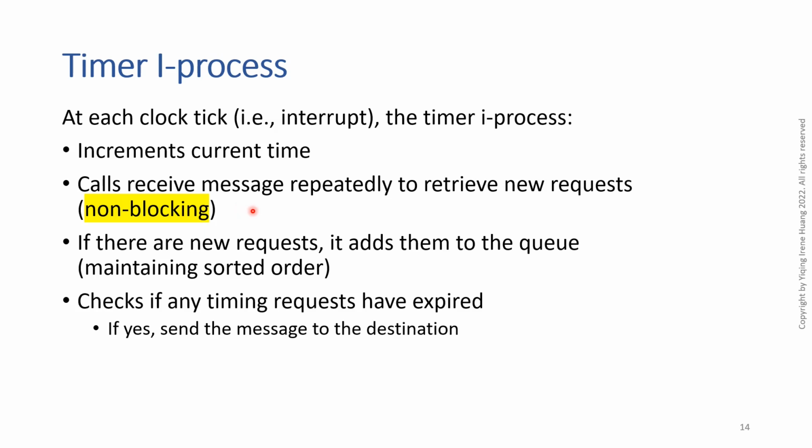And why do we need to do this? Because from the previous timer interrupt to the current timer interrupt, in between there was like 1 millisecond passed, and maybe there were a couple of delay send messages sent by the processes. So we need to service all these messages. If there are new requests, then it adds them to the timeout queue, and then we check if any timing requests have expired, and if yes, then we send the messages to the destinations.